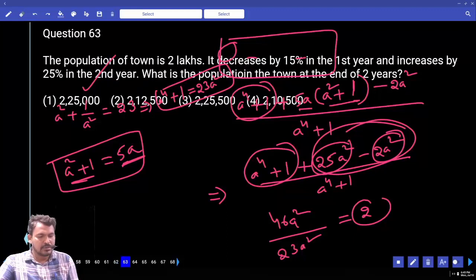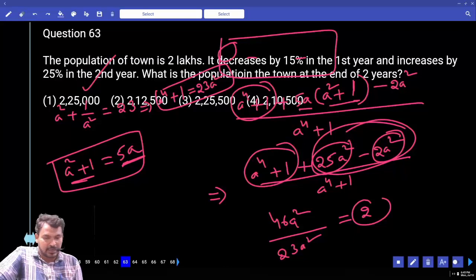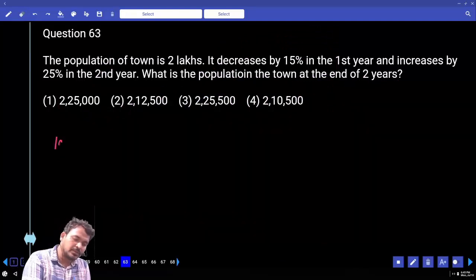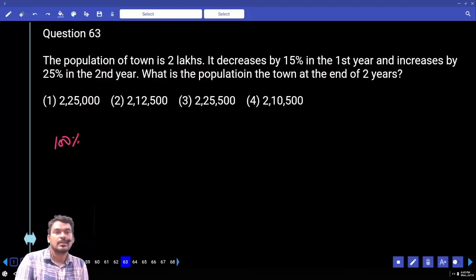Next question, number 63. The population of a town is given as 2 lakhs. It decreases by 15% in the first year and increases by 25% in the second year. What will be the population at the end of the 2 years? Initial population we consider 100%. First year 15% decreased, second year 25% increased. Okay, it is the successive increase and decrease concept. Then apply a plus b plus ab by 100.